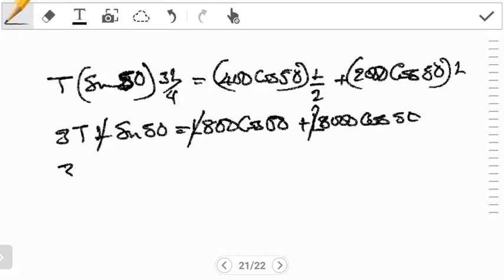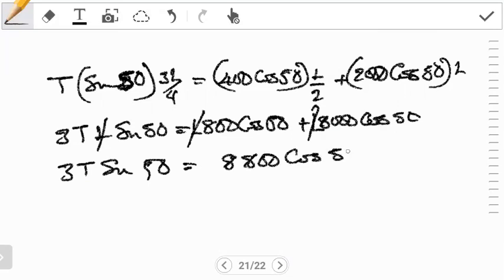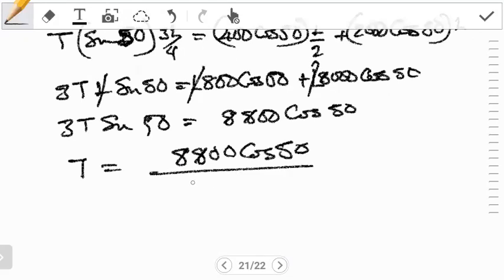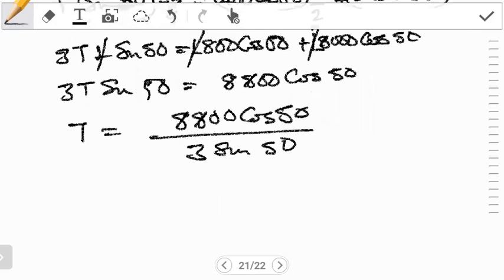So we remain with 3T sine 50. This is 800 cos 50, this is 8000 cos 50. The two can add, so you have 8800 cos 50. From here, divide both sides by 3 sine 50. We remain with T equal to 8800 cos 50 over 3 sine 50. So this now you can work out on the calculator.